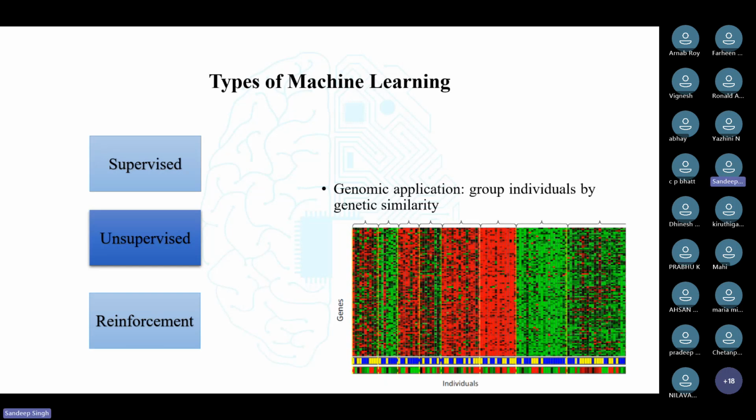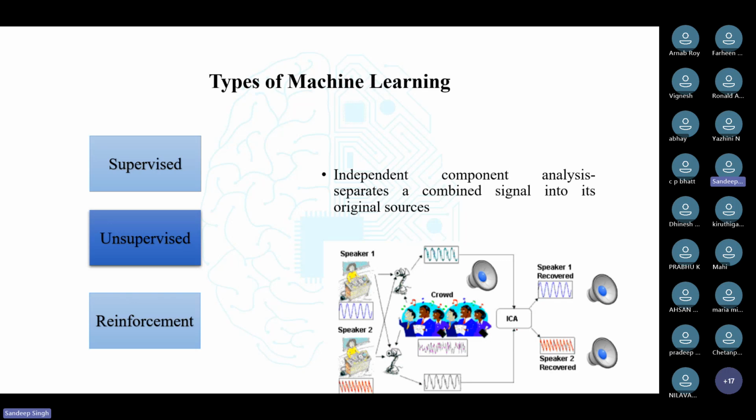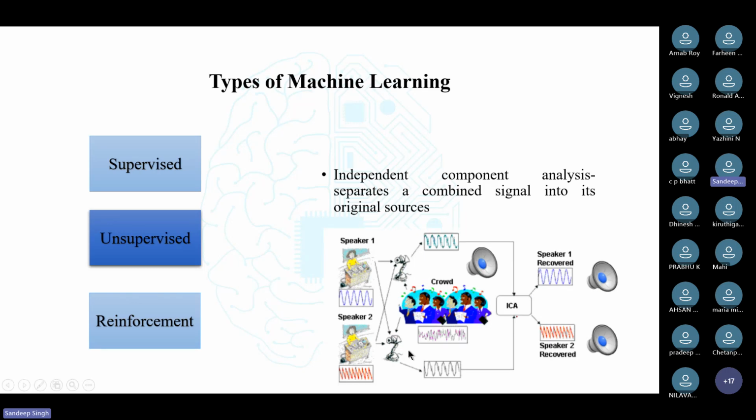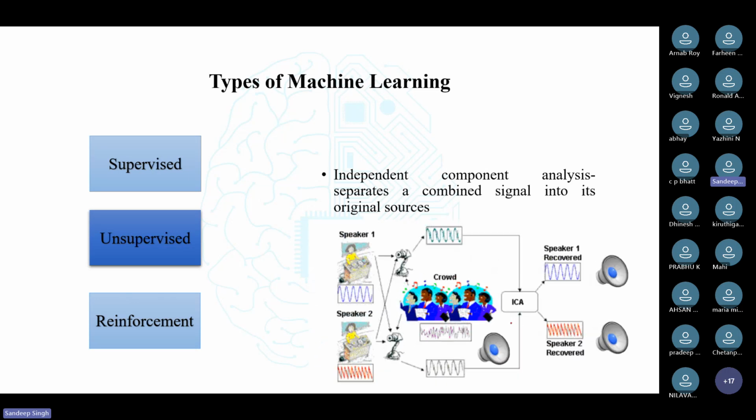This is also a type of unsupervised learning. Based on different genomics, we can categorize one gene from different ones, and we can individualize those patterns from each other. This is also an example. We have two speakers, and there is also a crowd, so we will get a mixed signal from these two. After applying any model, we can differentiate between the noise and the two speakers, whatever the pattern in the speaker is, we can differentiate between both.